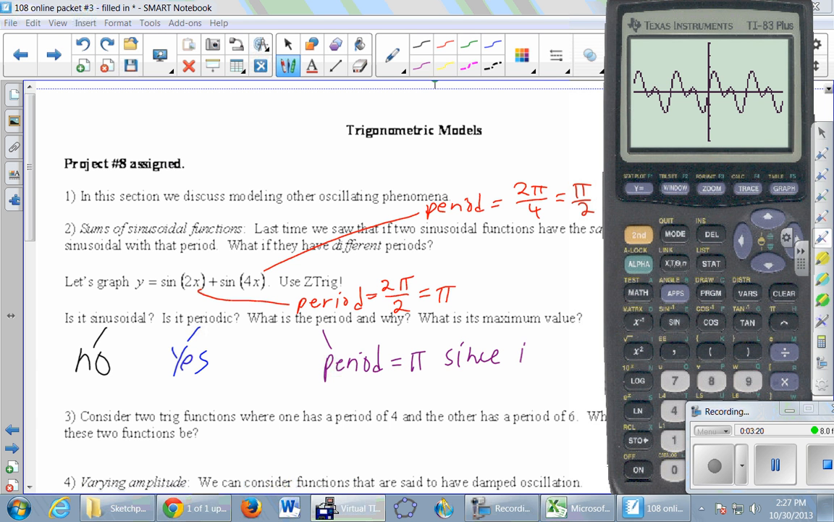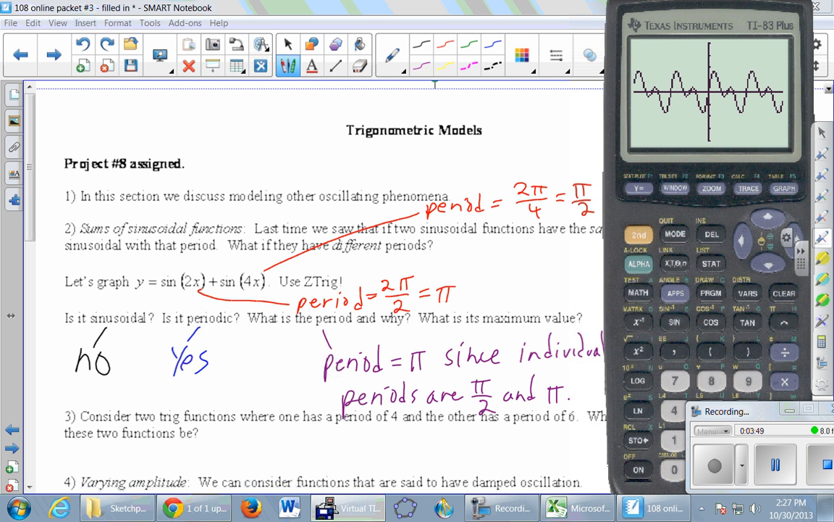Since the individual periods are pi over 2 and pi, I guess I could say they both go into pi, and that's the smallest thing they both go into. Lowest common multiple maybe is the right phrase. Lowest common multiple of pi over 2 and pi is pi. Okay, so it feels like the period is pi.